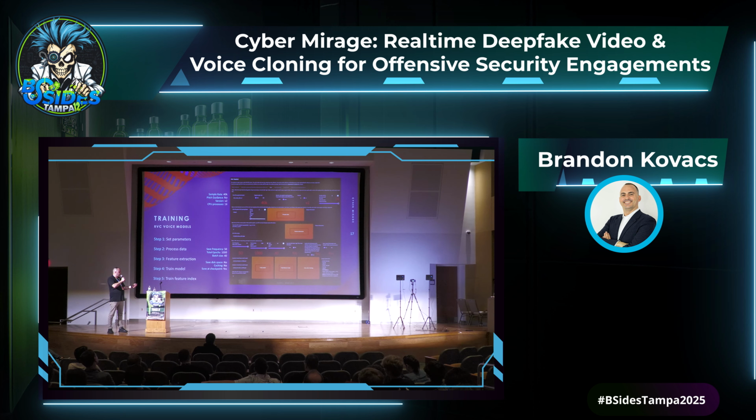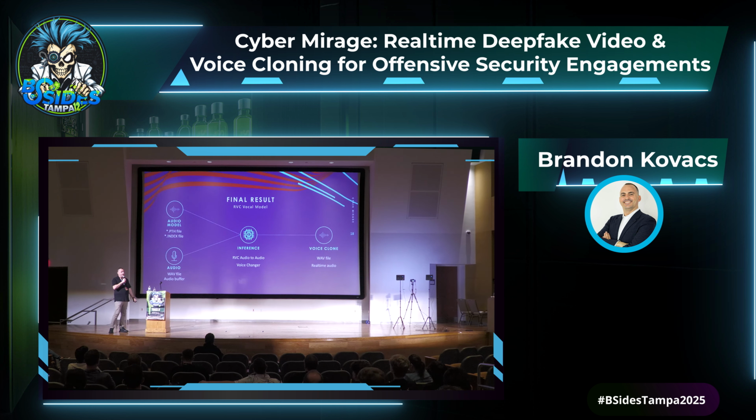And then training the data set itself is really straightforward. It's stupid easy. You push 4 buttons. Once you have the parameters set, you push process data, feature extraction, train feature index, and then train the model. Depending on how much data you provide and how much compute you have available, training a model can take anywhere from 2 hours up to 24 hours. It really depends on what you're working with.